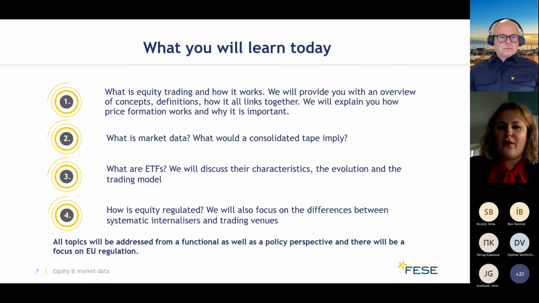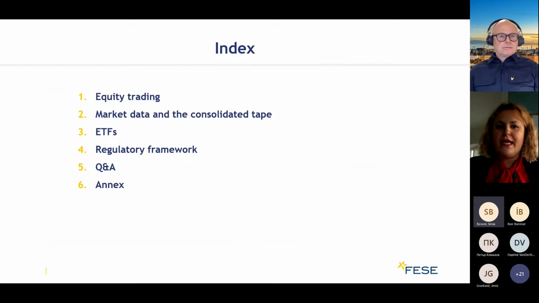Today, we will focus on equity trading, how it works and how it's regulated, the role of market data in equity trading, and we will also provide an overview of the different consolidated tape options. We will also discuss ETF trading, its evolution and characteristics. We believe this session is very timely because we are now starting the review of some of the rules applicable to this market, so we really hope with this session to help you clarify a few of these key concepts. Briefly on the index, the session will start with equity trading, then move on to market data and consolidated tape, ETFs, the regulatory framework, and as I said earlier, we will have a short Q&A session at the end. I will not go into further details as our speakers are eager to start.